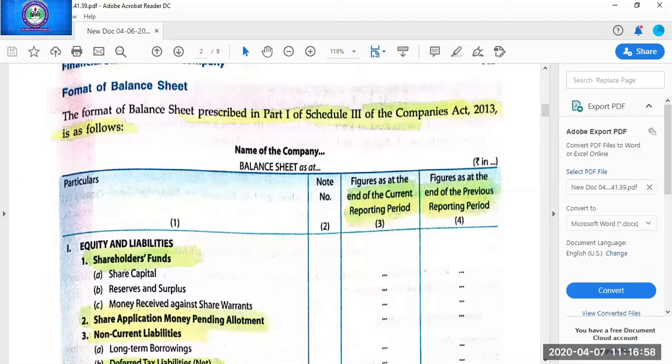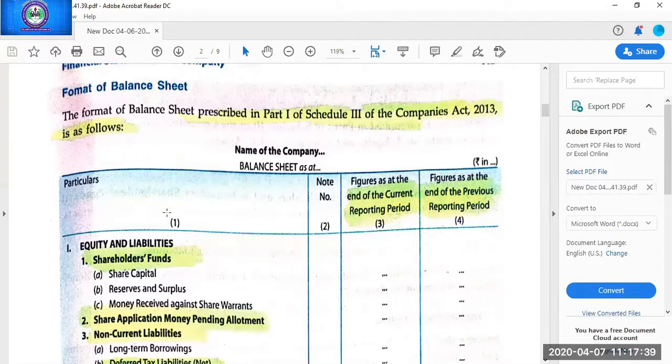So for the balance sheet format, first of all, at the top of the balance sheet, we have to write the name of the company. Suppose Reliance Limited is preparing its balance sheet, so it will be written Reliance Petrochemicals Limited, Reliance Communication Limited, the name of the company. Then the balance sheet as at. After writing as at, we have to write the ending of the financial year. Suppose we are preparing the balance sheet for 2019-20. So the balance sheet for 2019-20 will be prepared on 31st March 2020. So we have to write balance sheet as at 31st March 2020.